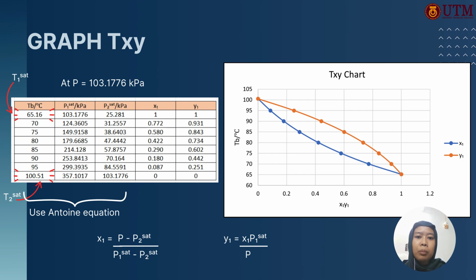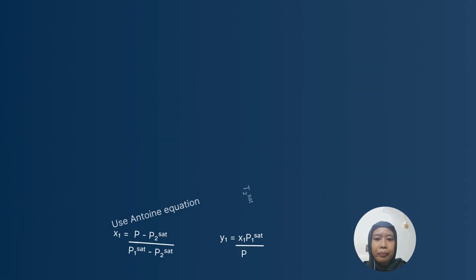This chart presents the boiling behavior of the methanol and water mixture at a constant pressure of 103.1776 kPa. The blue curve represents the bubble point curve, while the orange curve represents the dew point curve. The area between the two curves represents the two-phase region, where both vapor and liquid coexist in equilibrium.